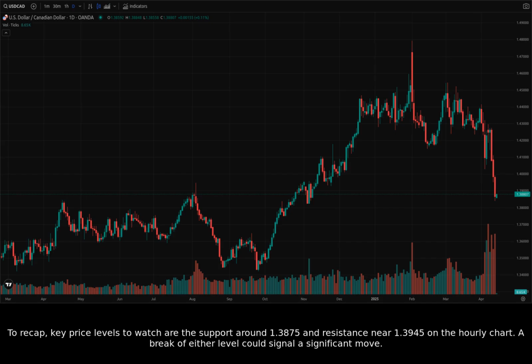To recap, key price levels to watch are the support around 1.3875 and resistance near 1.3945 on the hourly chart. A break of either level could signal a significant move.